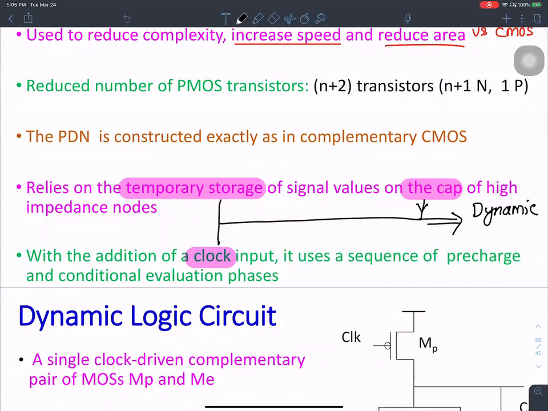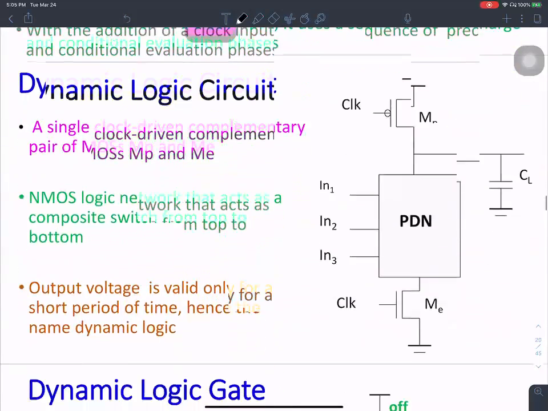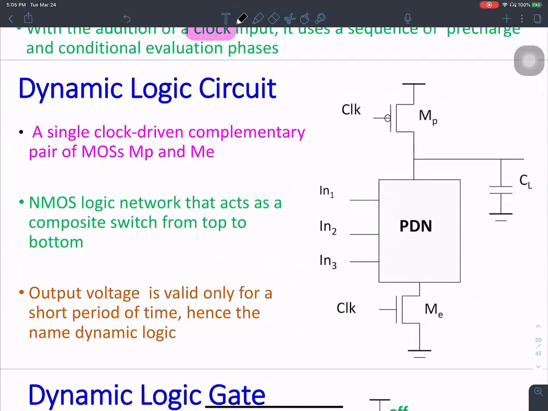What is the characteristic of dynamic logic circuits? The characteristic of dynamic logic circuits is that a capacitance is used, a clock is used, and then temporary storage of charge on the capacitance is the operating principle. That is what makes the dynamic circuits dynamic. So without further ado, let's look at the circuit for a typical dynamic logic circuit.